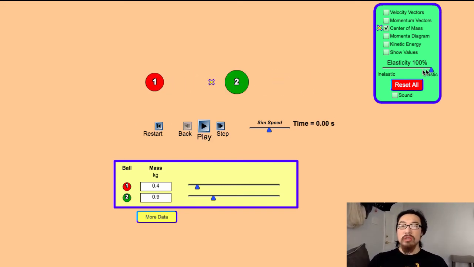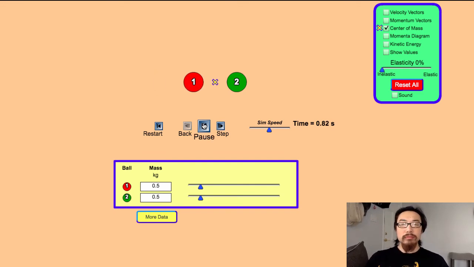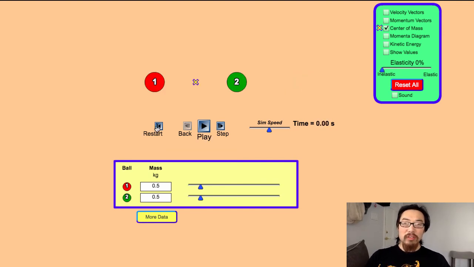Let's see what the situation is like for an inelastic collision. All right, we'll make it so that they have the same mass. Okay, are you ready? Make your predictions now. How do you think the center of mass will move after the two spheres collide in an inelastic collision? Now, would you look at that? The center of mass has the same momentum. It never changed.